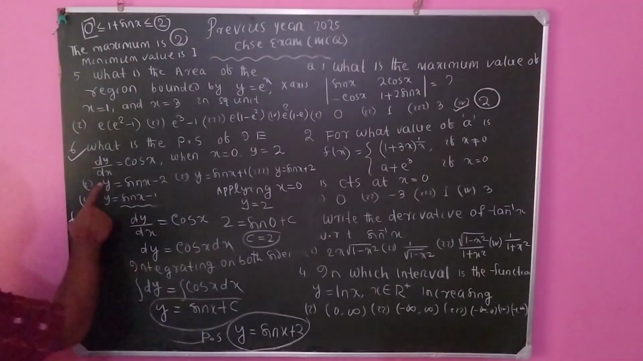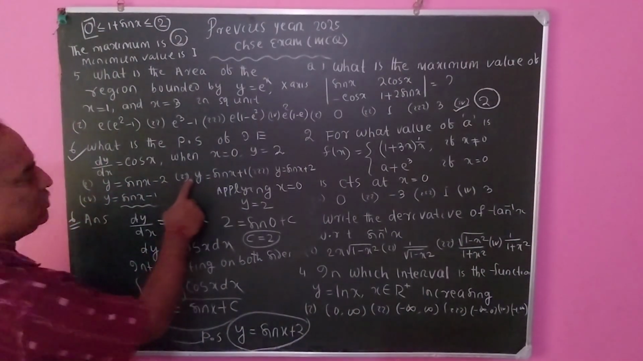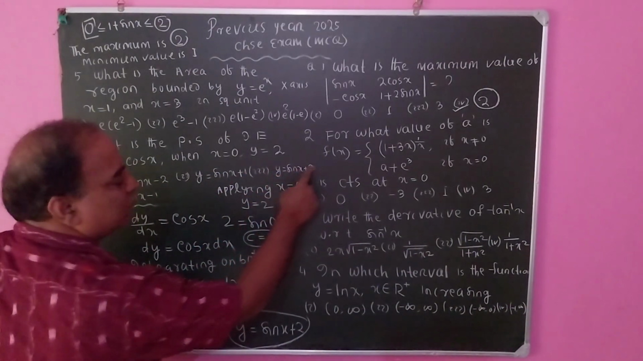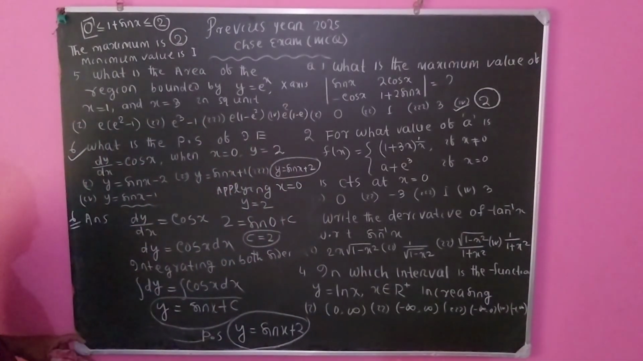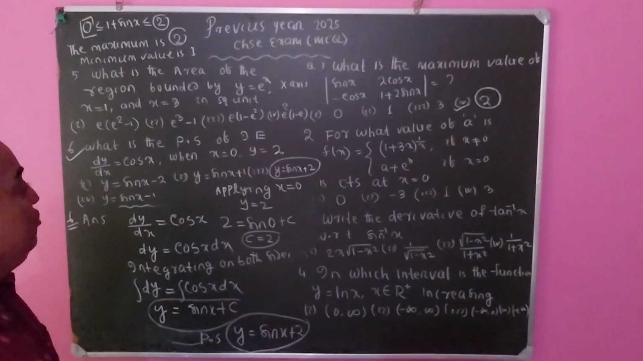Here in the choices, y is equal to sin x minus 2, y is equal to sin x plus 1, and another is y is equal to sin x plus 2. So this is the correct answer of this question. This is called the particular solution.